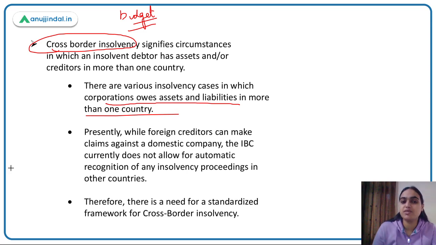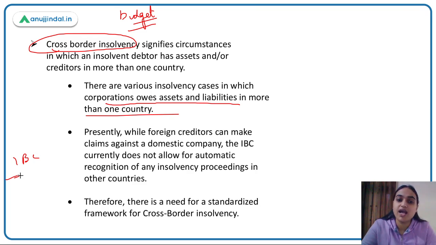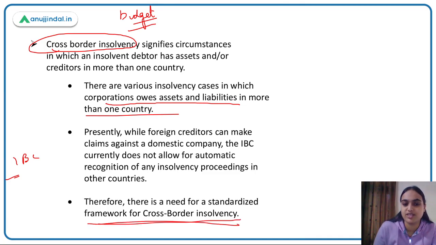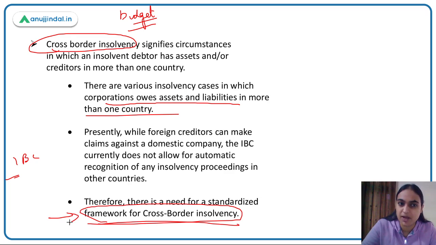अगर हम प्रेजेंट IBC कोड की बात करें तो फॉरेन क्रेडिटर्स can make a claim against a domestic company, but there is no procedure for recognition of insolvency proceedings in other countries. फॉरेन क्रेडिटर्स अपना क्लेम ले सकते हैं इंडिया से, लेकिन ऐसा कोई प्रोसीजर नहीं है कि अगर इंसॉल्वेंट डेटर के दूसरे कंट्री में एसेट्स हैं तो वो मैटर रिजॉल्व हो सके. So there is a need to standardize the framework for cross border insolvency. इस पे फोकस करने की जरूरत है और इसके बारे में आगे हम बजट में भी बात करेंगे.